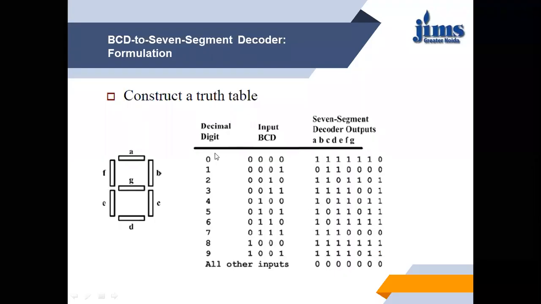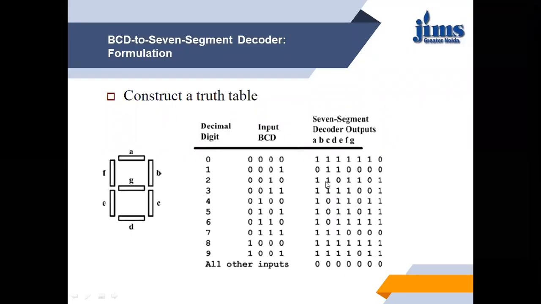And for the output, suppose we have to show 0. So A, B, C, D, E, F should be 1 and the rest should be 0. G will not display, and we will see A, B, C, D, E, F. Suppose we have to display 1, then B and C should be 1. Suppose we have to display 2. So 2 should be A, B, G, E, D.